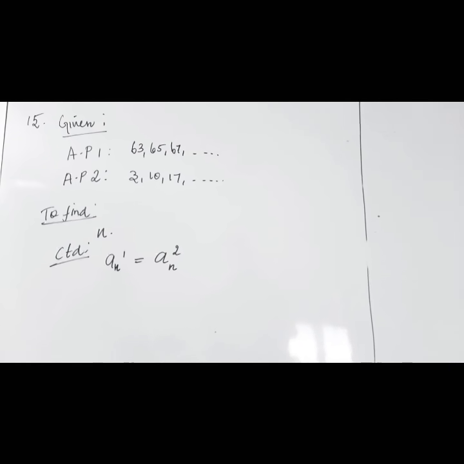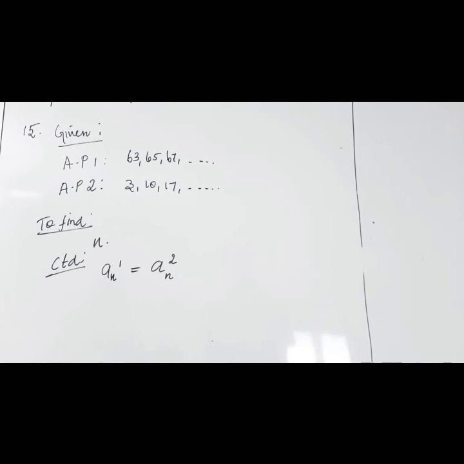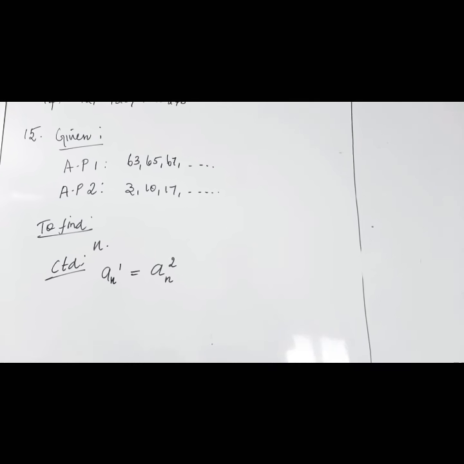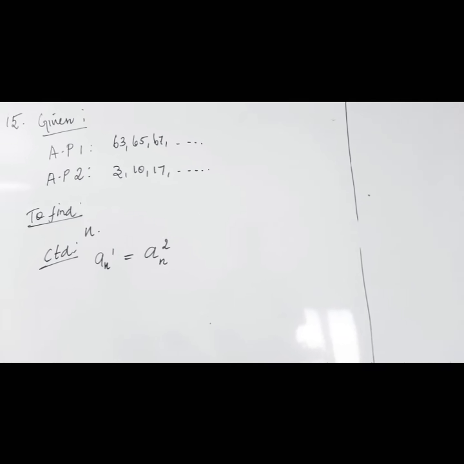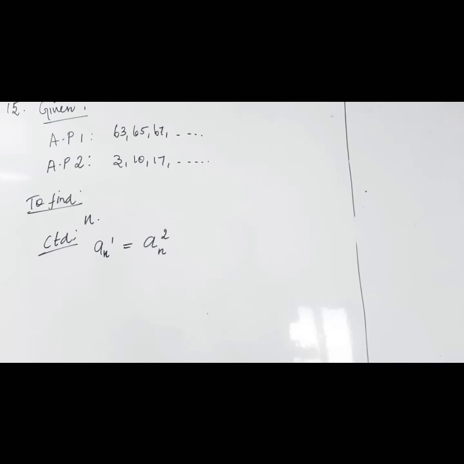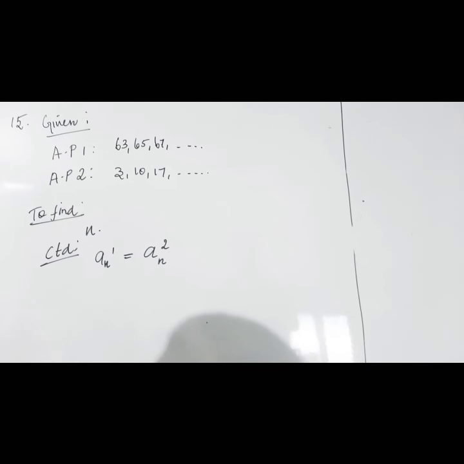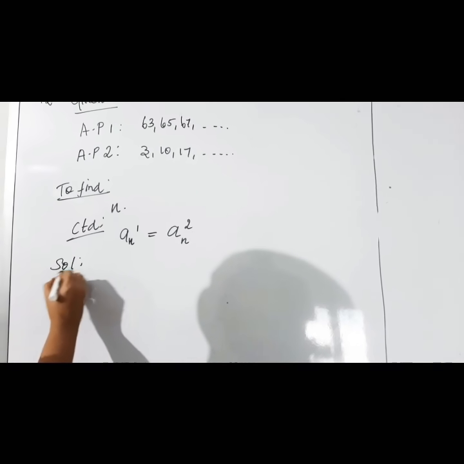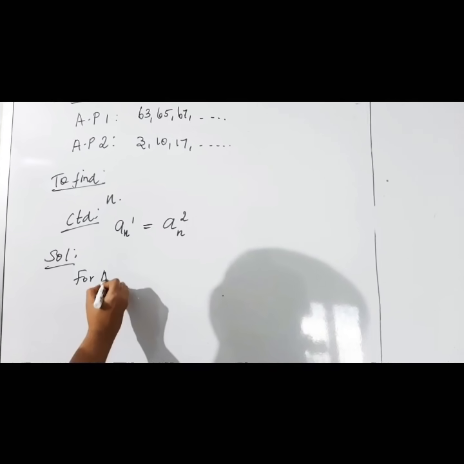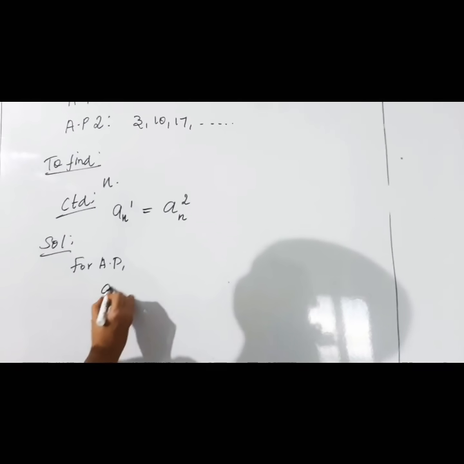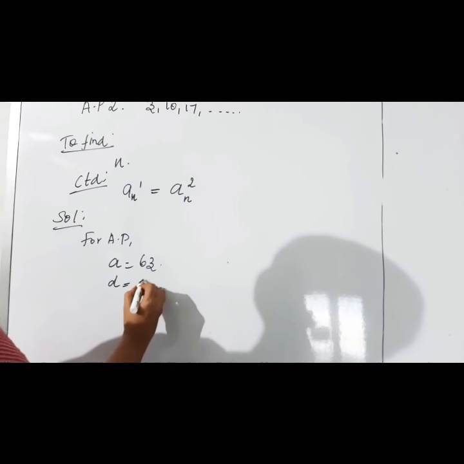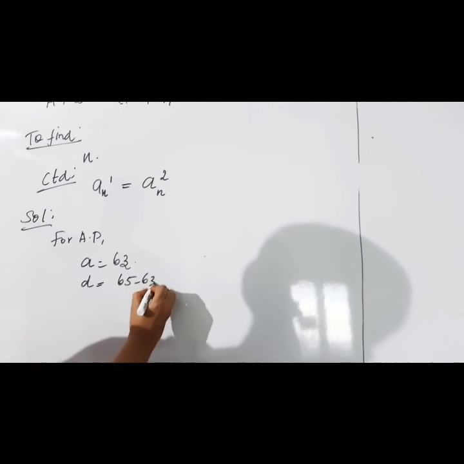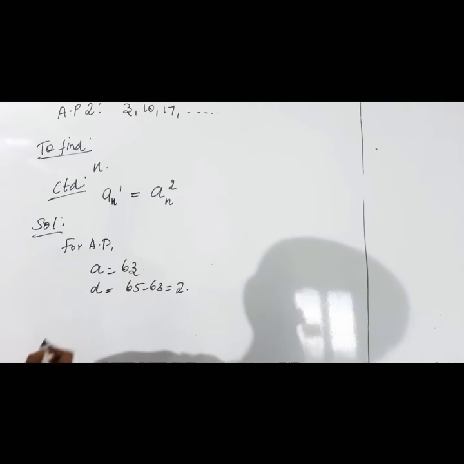Check the first AP. Is it an increasing series of numbers or a decreasing series? It is increasing: 63, 65, 67. So what is A there? For your first AP, A is 63. What is D? 65 minus 63, which is equal to 2.